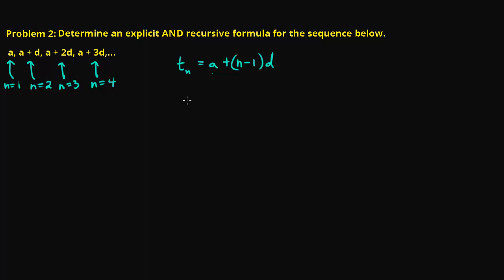Now, the recursive formula: t sub n is just going to be equal to the term before, which is t sub n minus 1, plus the common difference d. So I'm just going to add the common difference to the preceding term to get the nth term.